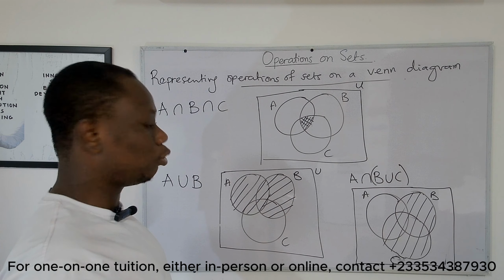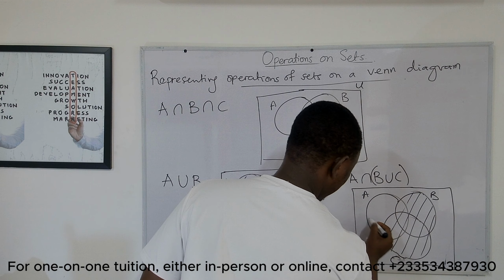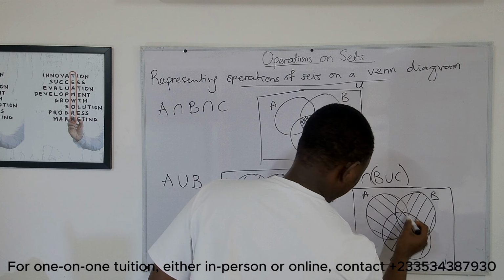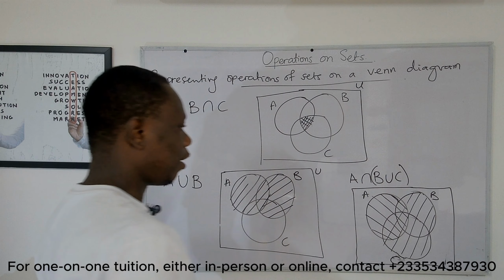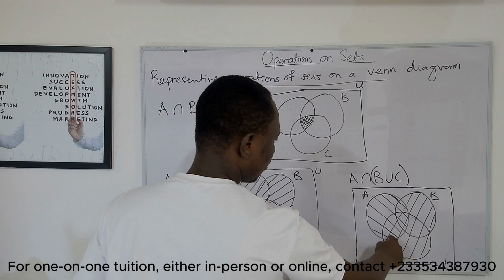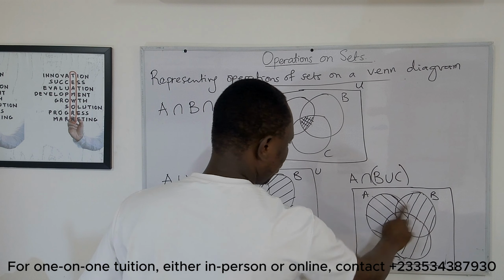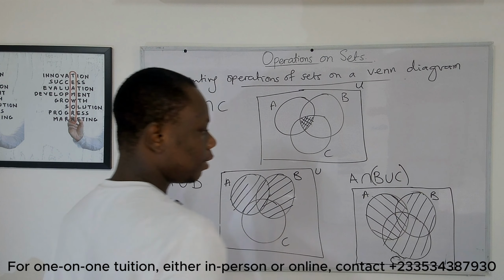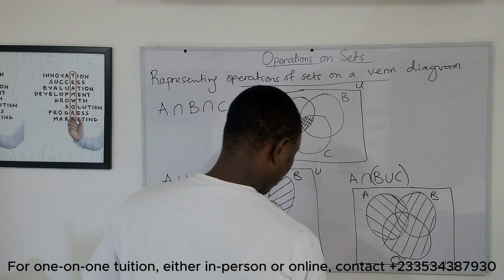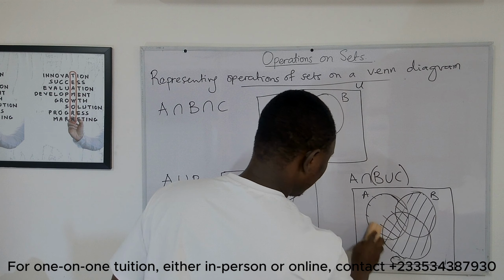So if we want to shade A, let's shade it the other way. Now if you look at this carefully, you realize that we have a cross pattern in this section, and one pattern here, right? So where both patterns meet, just that will be the intersection. So we can just clean all this part off. The part with just one pattern, we clean off.